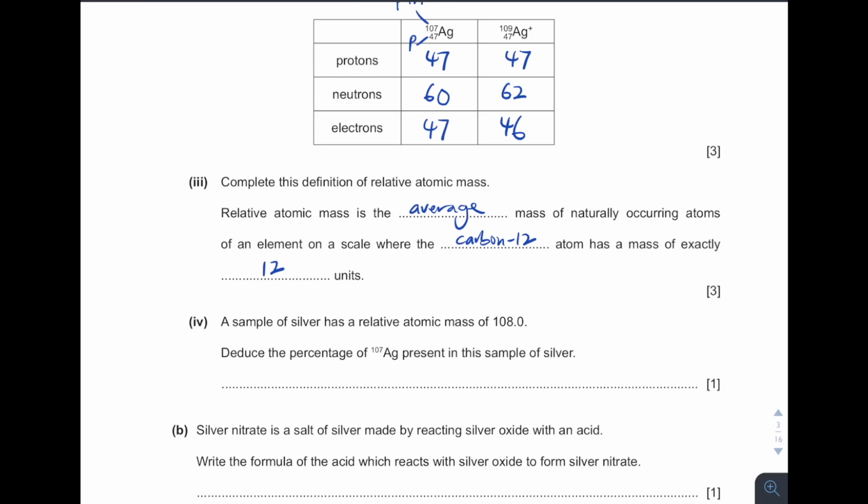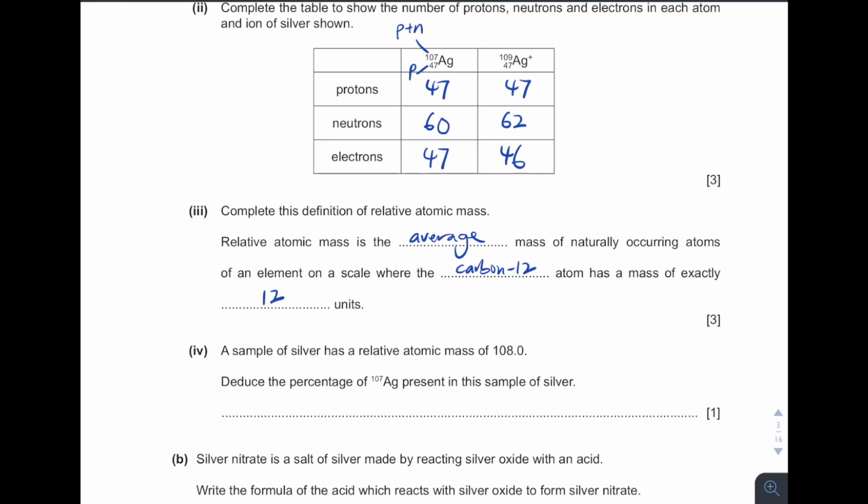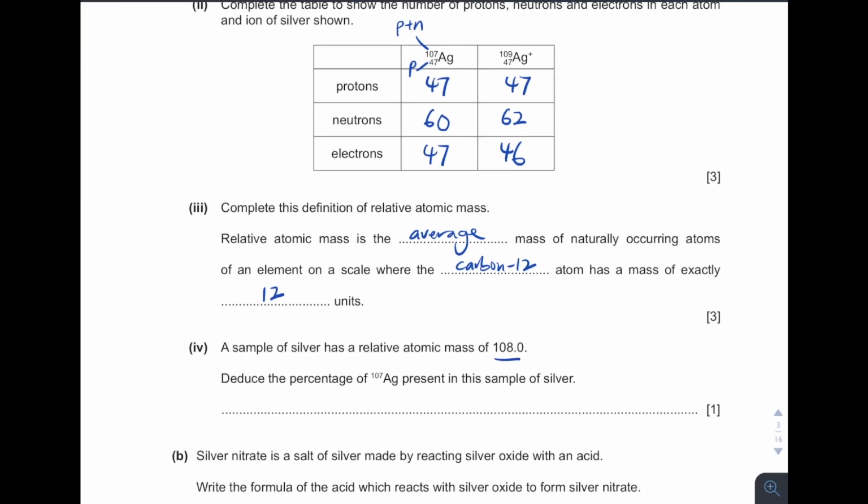Next one, a sample of silver has a relative atomic mass of 108. So deduce the percentage of 107. Average mass 108. For this one you can carry out mathematics. Eventually 107 plus 109 divided by x equals 108. So you get x equals 2, isn't it? So 2 means half, 50%. You divide by 2, means 50% of it.